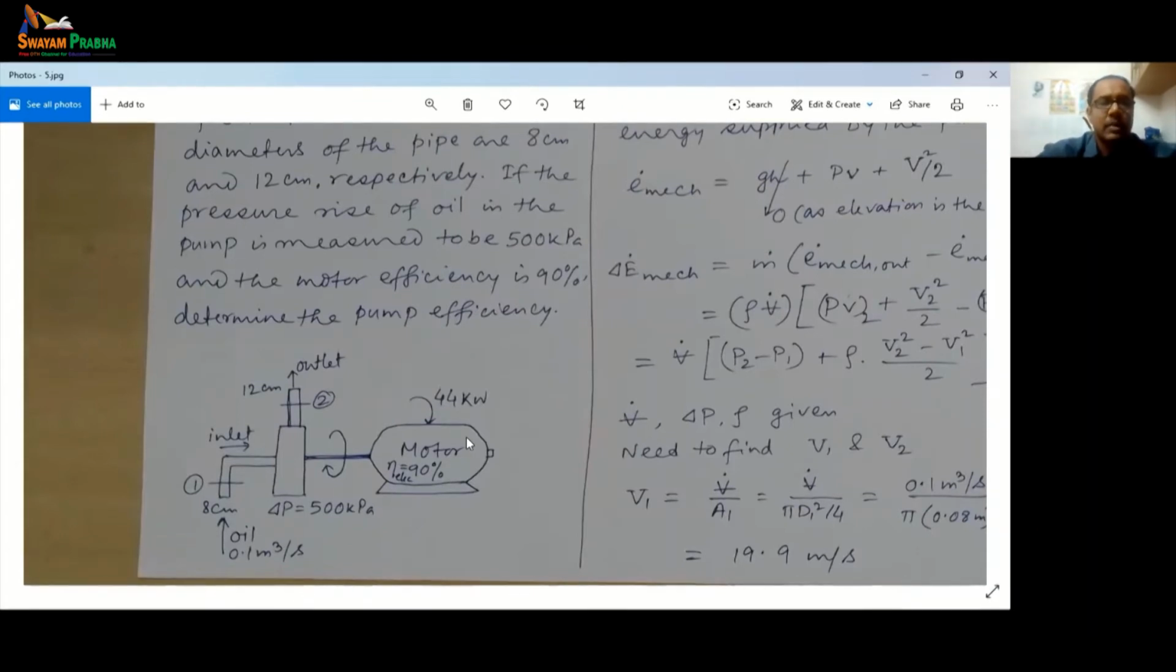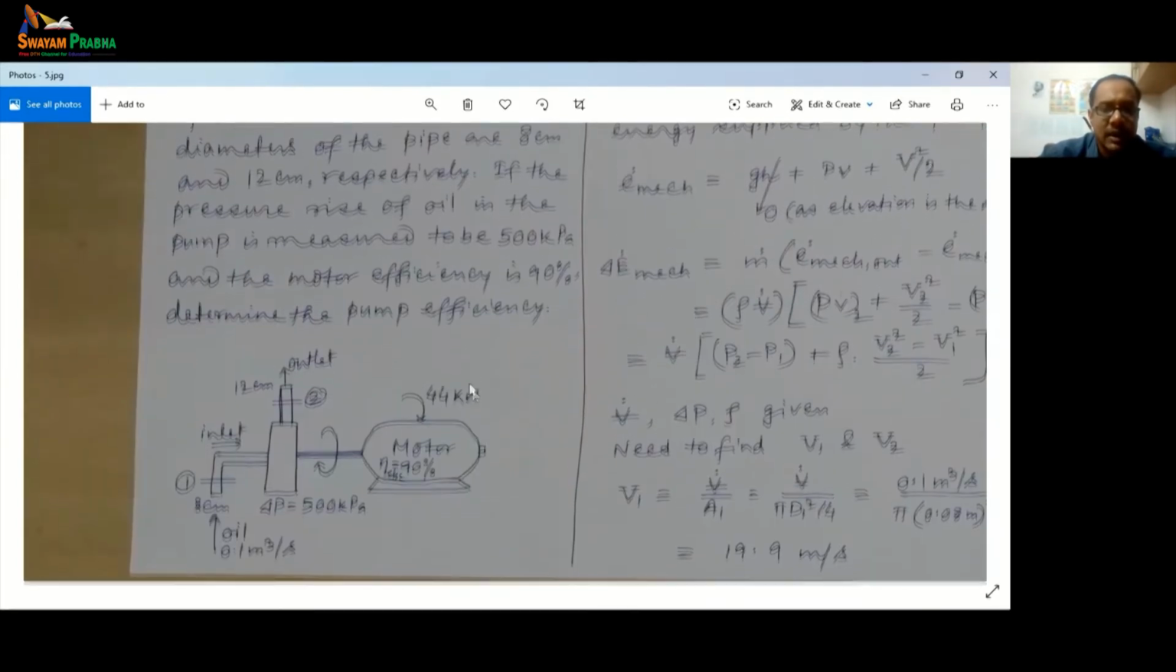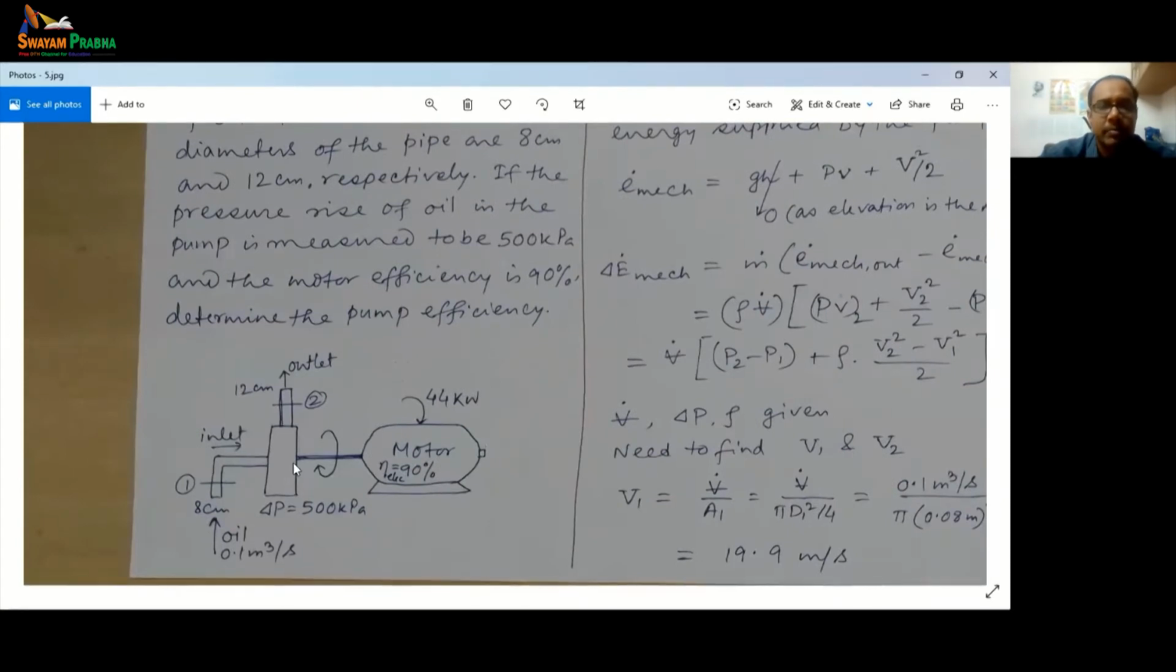If you have seen a pump which gets the water and raises it to some tank upstairs, there also you have seen the pump is fitted with a motor. So here also in the figure you can see an electric motor is actually driving the pump, and the efficiency of that motor is given to be 90%. So the amount of electric power it gets, it will transfer only with some loss, and that loss is 10%.